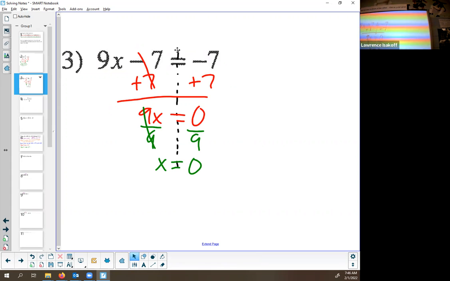I will be honest, I do see some students freak out a little bit when they see x is equal to 0. It's not a very common answer we run into. Well, we solved something and just got that it's nothing. Some students freak out, think they did something wrong, but you actually did it all correctly. It makes sense. If I did 9 times 0, that's 0. 0 minus 7 is -7. So it does, again, check out.